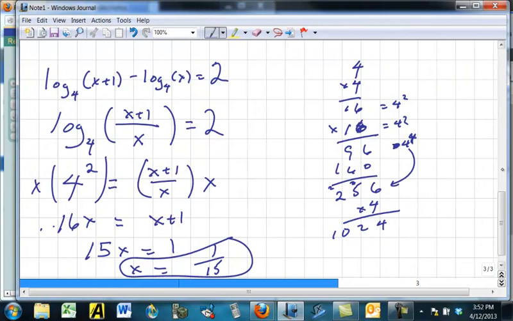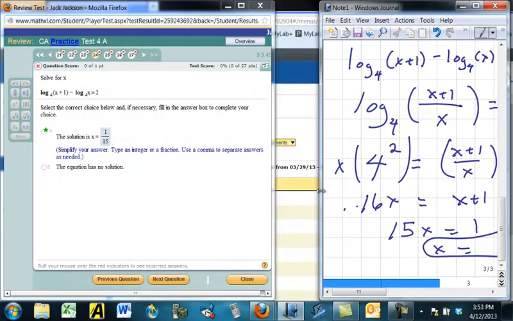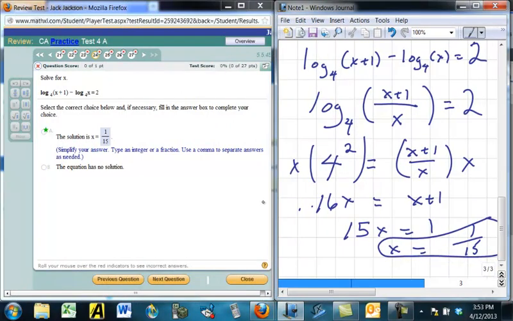We could check that, for example, by plugging it in. I think I'm not going to mess with that right now. Let's keep going.